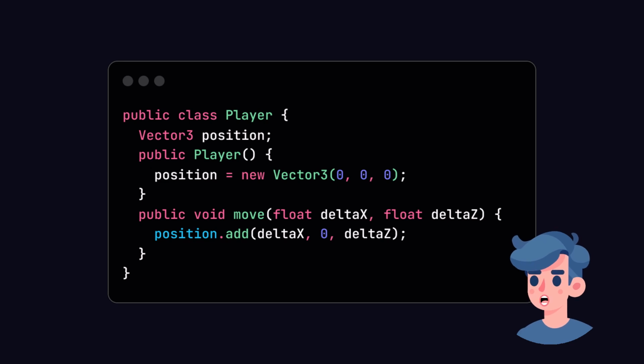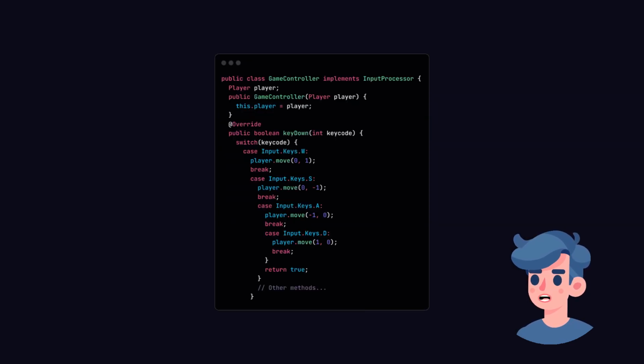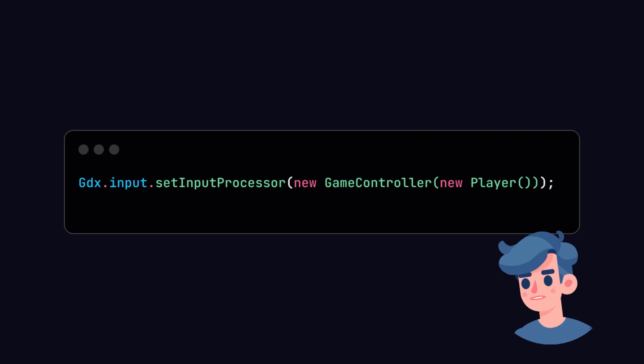Now that we have our camera and terrain set up, let's start implementing player controls. Firstly, create a player class that will handle player movements and actions. We will handle input using libGDX's input processor. Let's implement controls to allow the player to move around the map. Don't forget to set the input processor in your create method.